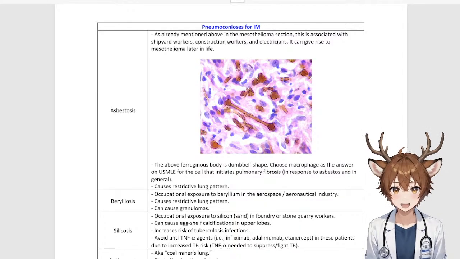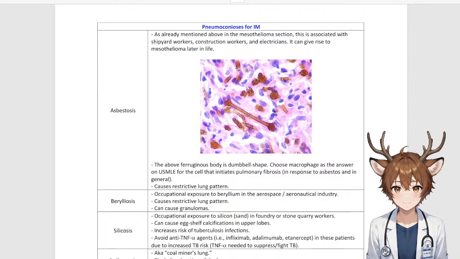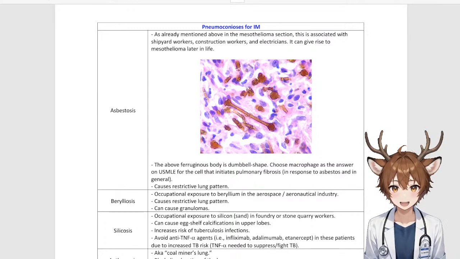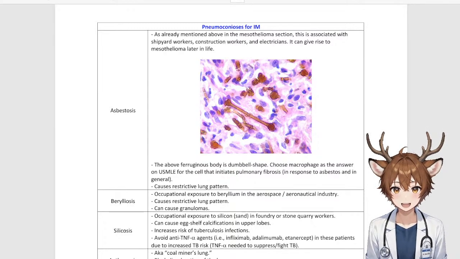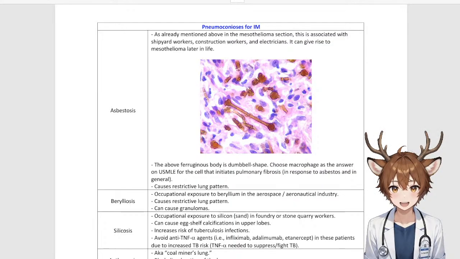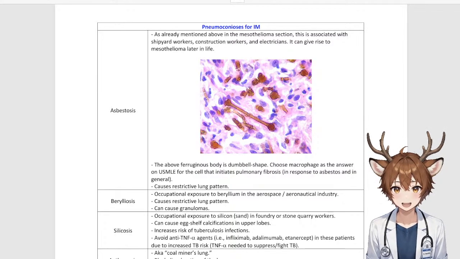The above ferruginous bodies have a dumbbell shape. Choose macrophage as the answer on USMLE for the cell that initiates pulmonary fibrosis in response to asbestos and in general. Causes restrictive lung pattern. So macrophages, okay?